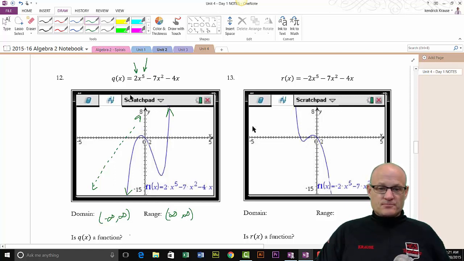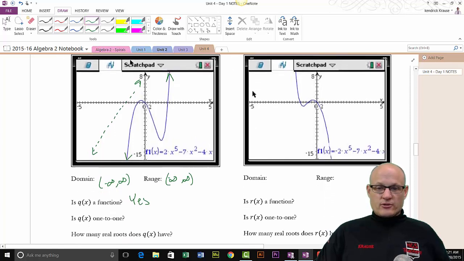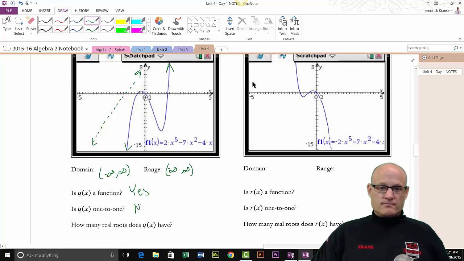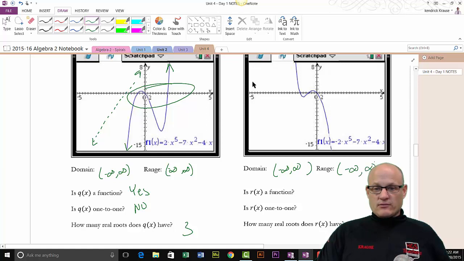Is this a function? Yeah, it passes. Is it a one-to-one function? No. And how many real roots? Looks like it has about 3 right there, right? Domain here, negative infinity to positive infinity. Range, negative infinity to positive infinity.